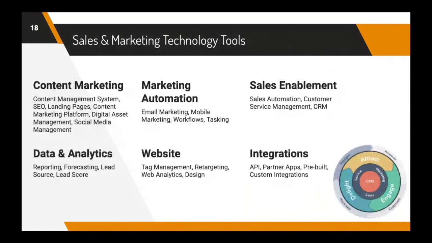So when looking at the different CRM, sales, and marketing tech stack that we have in place, there are a lot of tools that you need to consider. Whether it comes to content marketing with your content management system, SEO, landing pages, digital asset management, social media management, marketing automation, email marketing, mobile marketing, workflows, tasking. Then there's sales enablement, data and analytics, the website, and the different integrations that come into place. And HubSpot actually checks off each one of these boxes when it comes to content marketing, marketing automation, sales enablement.